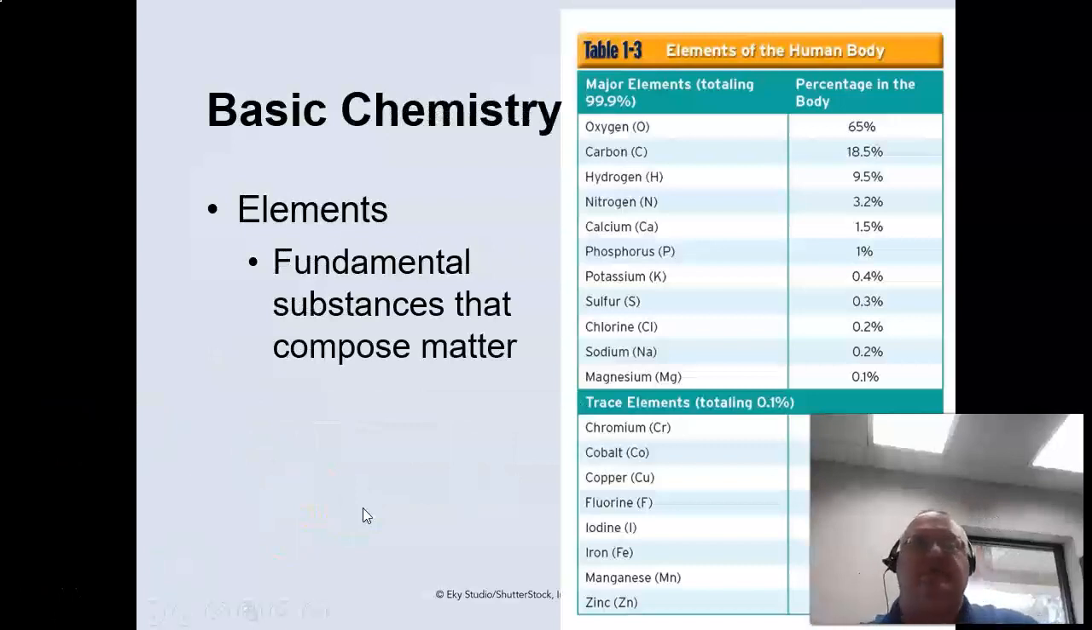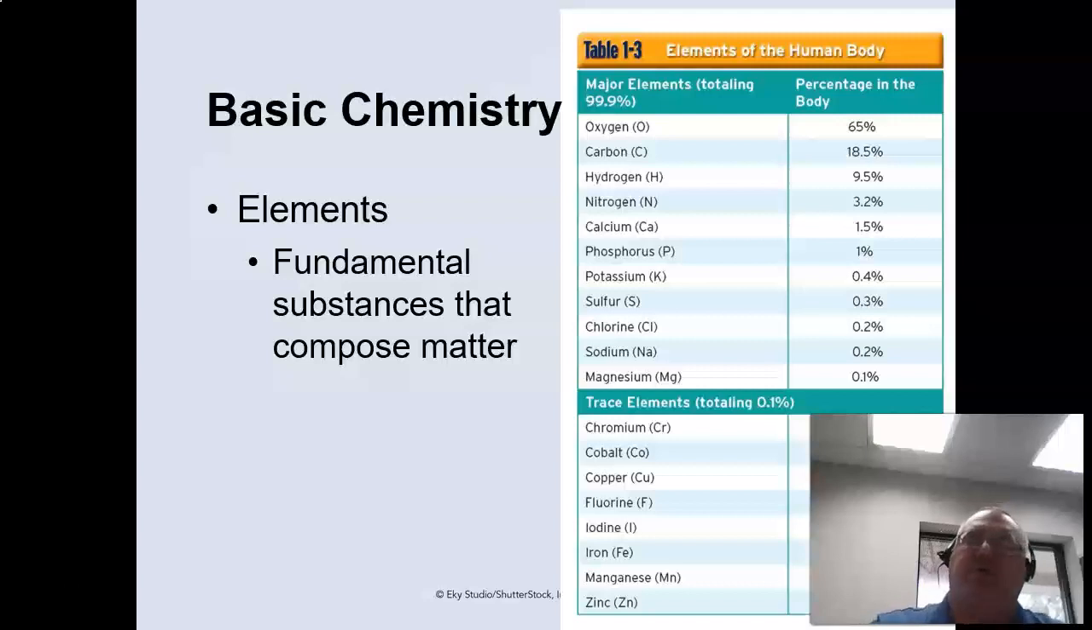So again, basic chemistry, these are the elements. Elements are the fundamental substances that compose matter. We have 105 of them, maybe 106. I think they just came out with a new one, but those were artificially made. Your basic ones are the ones that appear on the periodic table of elements.